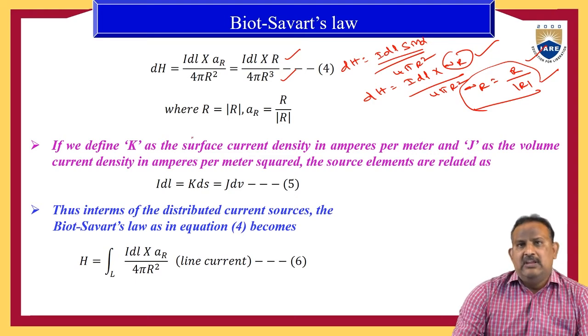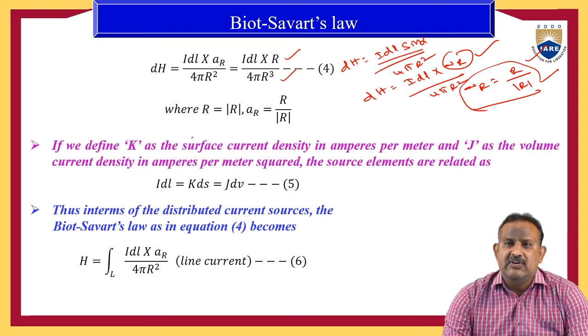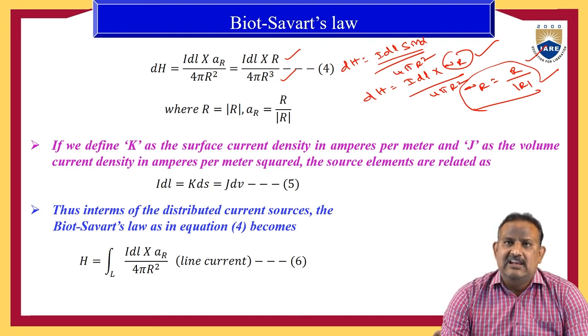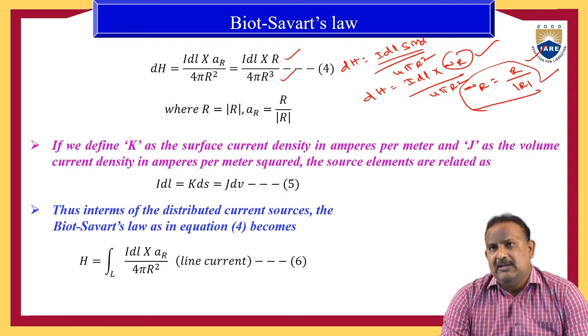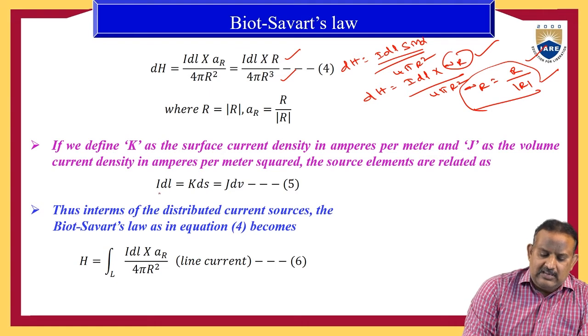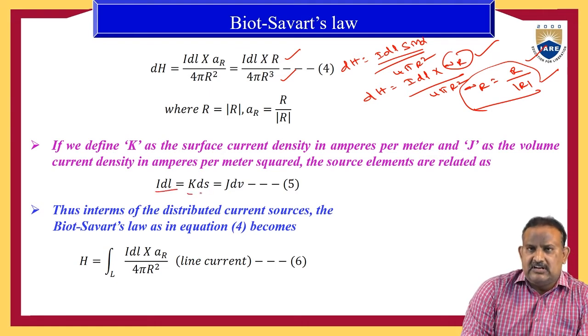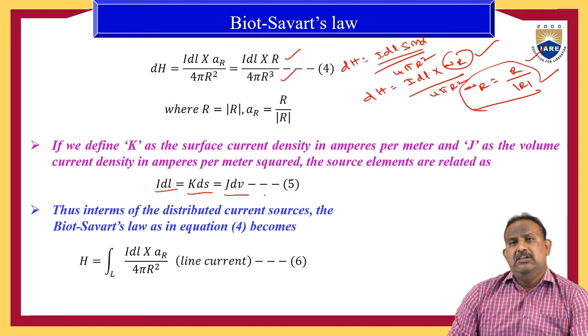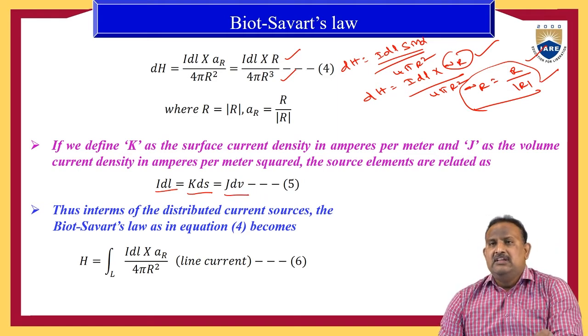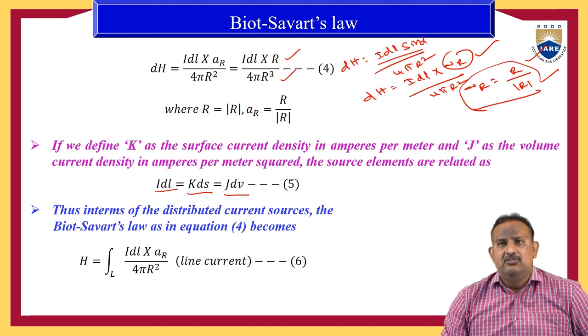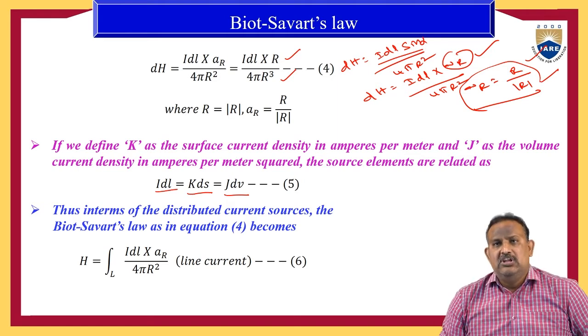Here, if we define K as the surface current density in amperes per meter, and J as the volume current density in amperes per meter square, then the current elements are related as follows. The line current element Idl is equal to the surface current element K dS, which is equal to the volume current element J dV. So this is the relation between the different current elements: Idl equals K dS equals J dV.